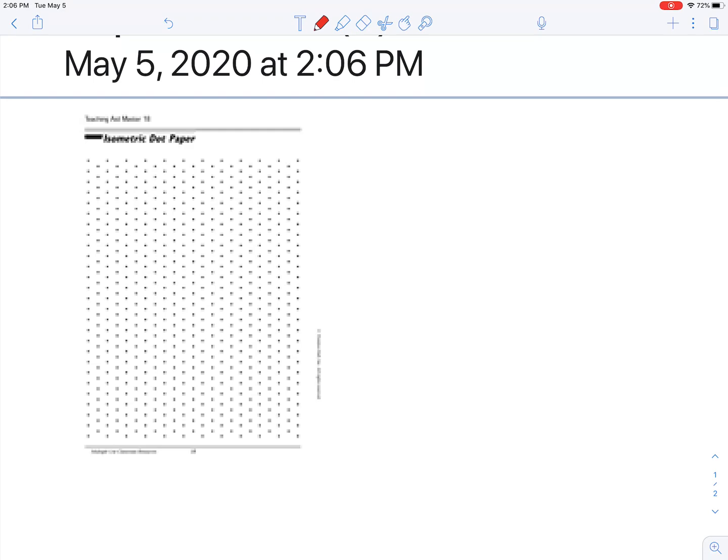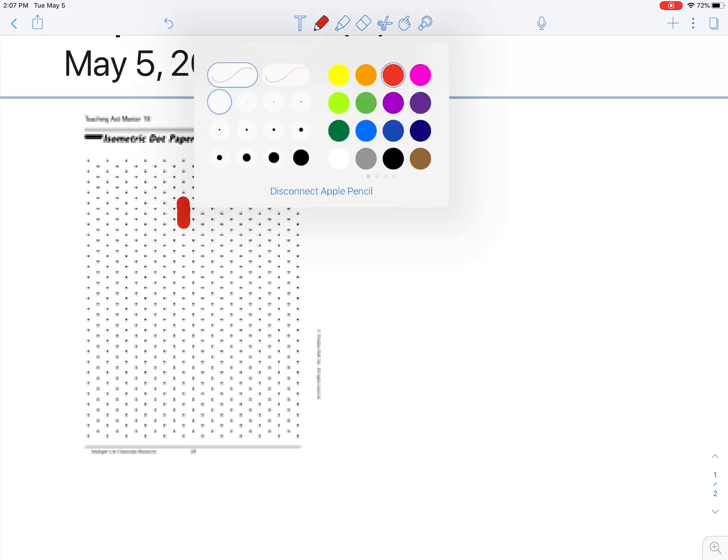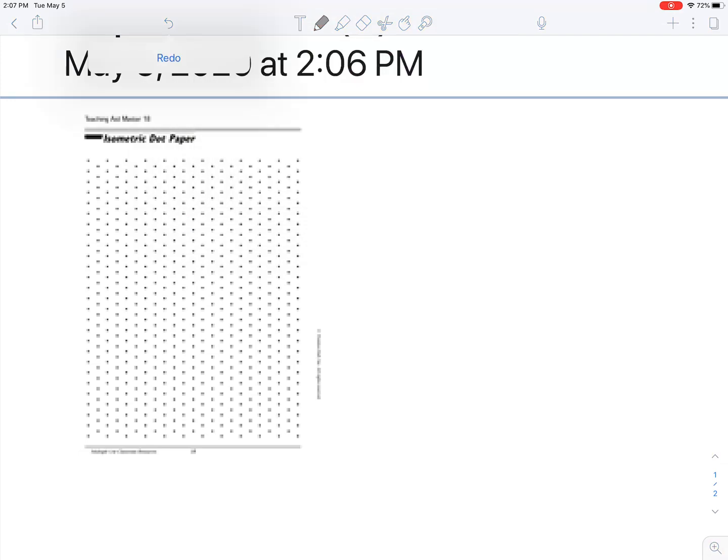Okay, so number 1 says triangular prism 2 units high. So let's start with it being 2 units high. 1, 2. Okay, then it says 2 sides of the bases that are 5 units long and 4 units long. So I'm going to go this way. 1, 2, 3, 4, 5. And this way, 1, 2, 3, 4.